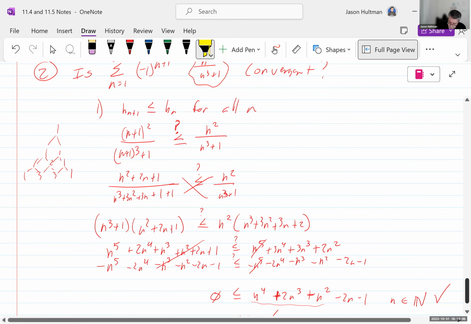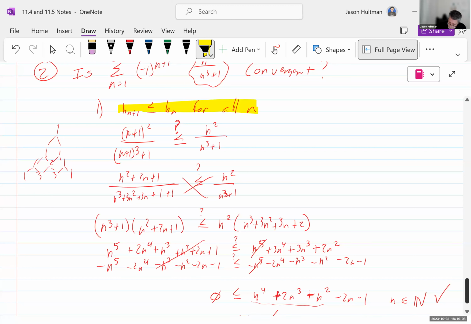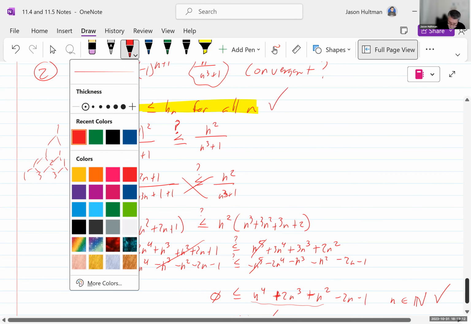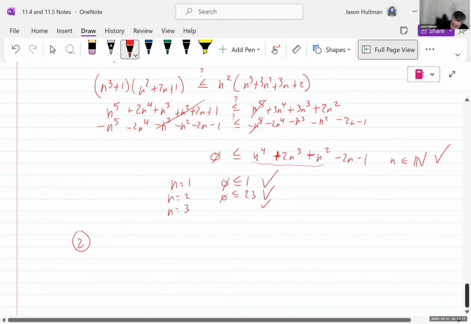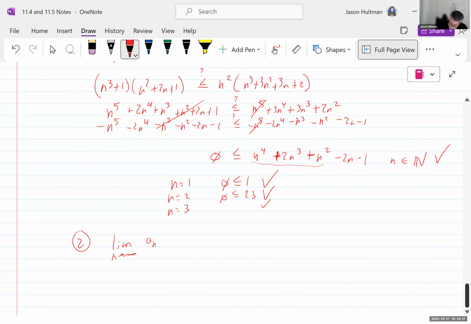So that was all to say that the first condition is met. Check. Now let's see if the second condition holds. What was the second condition? That the limit as n goes to infinity of b_n is equal to 0. Does that work? Well, what's the limit as n goes to infinity of n squared over n cubed plus 1?